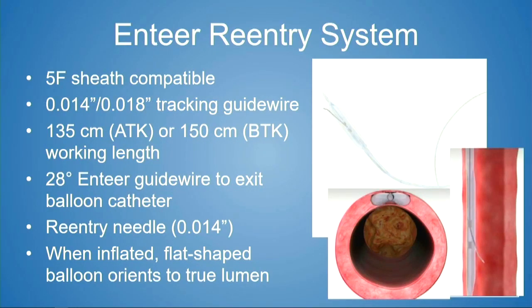The Enteer reentry system is 5 French compatible, so there might be some advantages there, particularly when passing retrograde. It offers 2 working lengths, one for above the knee and one for below the knee. There's a 28-degree Enteer guide wire that comes with the catheter system that has a 28-degree deflection at the tip to allow it to pass through the 2 markers down in the bottom right to allow true lumen reentry. And when inflated, the flat shape of the balloon tends to orient itself to the true lumen.